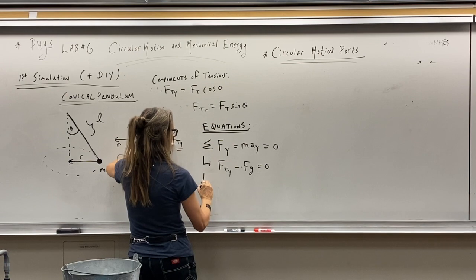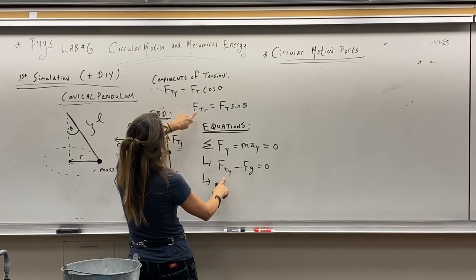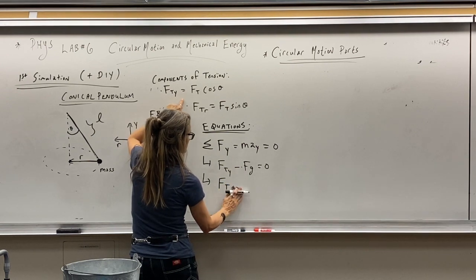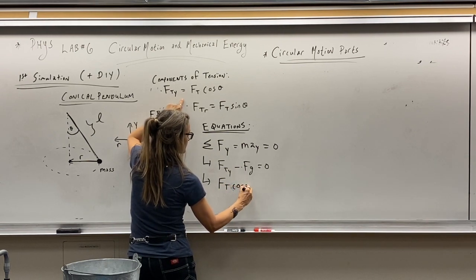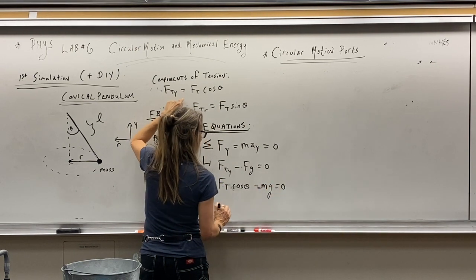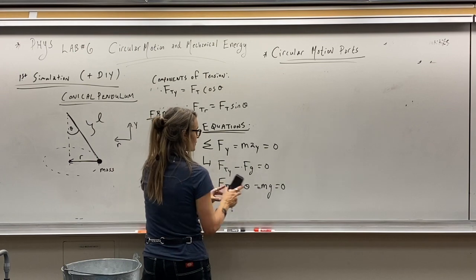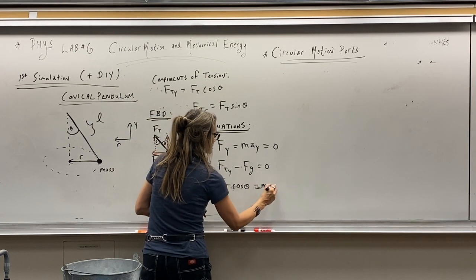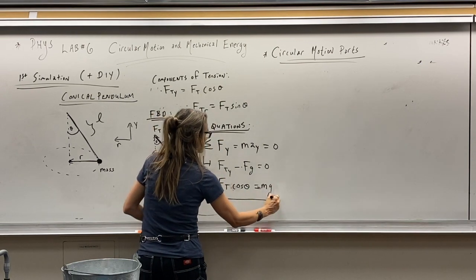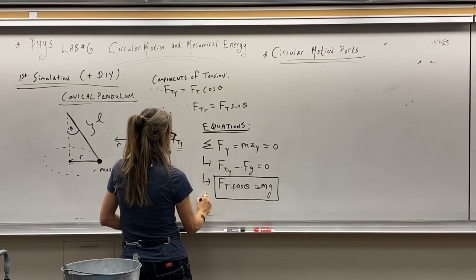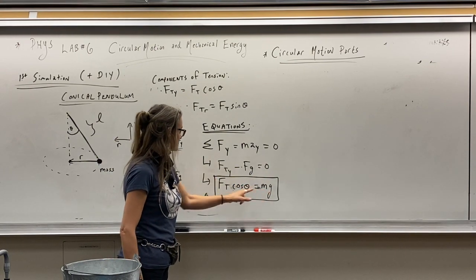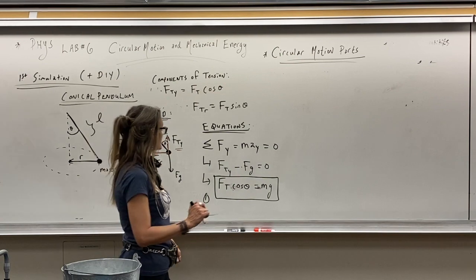The weight force, or in other words, since we have our components here, FT cosine theta minus mg equals 0, or I'm going to go ahead and just say FT cosine theta is equal to mg, since it equals 0. And that gives me one of my equations of motion. Okay, I don't know my tension, but if I know my angle, my mass, and my g, I can figure out what the tension is.